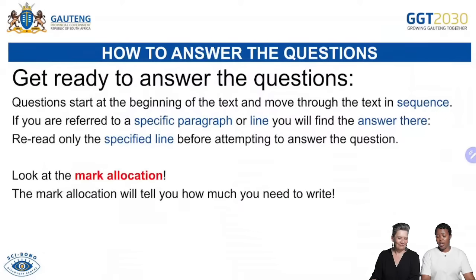And now, having done all of that, we look at the mark allocation. The mark allocation will tell you how much you need to write. We've already spoken about that. If it's more, you give more. If it's less, you give less. Don't do vice versa. Absolutely.